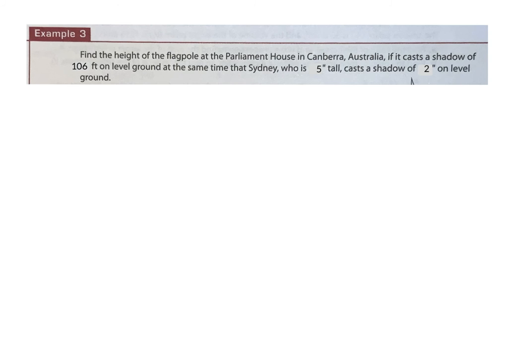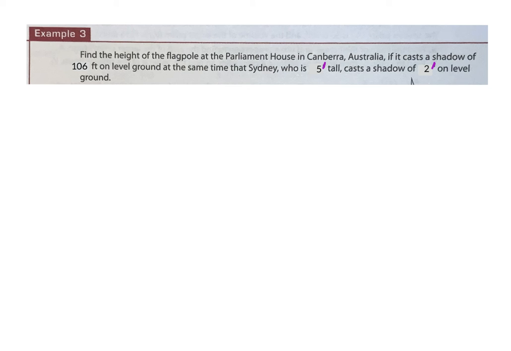It says find the height of a flagpole at the Parliament House in Canberra, Australia, if it casts a shadow of 106 feet on level ground. At the same time that Sydney, who is 5 feet tall, that's supposed to be 5, not 5 inches, cast a shadow that is 2 feet on level ground. All right? Now, when you have a word problem like this, what they're basically doing is they're giving you two triangles. They're giving you a small triangle. So Sydney is 5 feet tall, and she cast a shadow that is 2 feet.